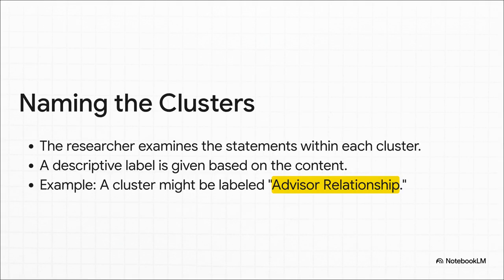Of course, these clusters need names, right? So the researcher, and sometimes they'll even work with the participants again, they'll look at the specific statements inside each cluster and give it a descriptive label. So if one cluster has a bunch of statements about meetings, respect, and communication, it might get the name advisor and advisee relationship. Make sense?